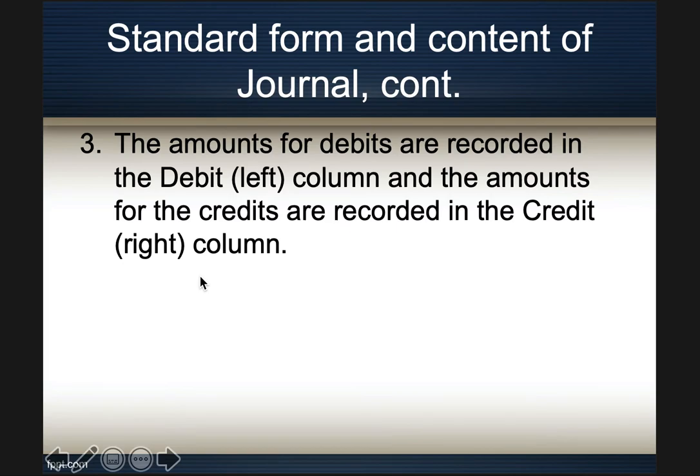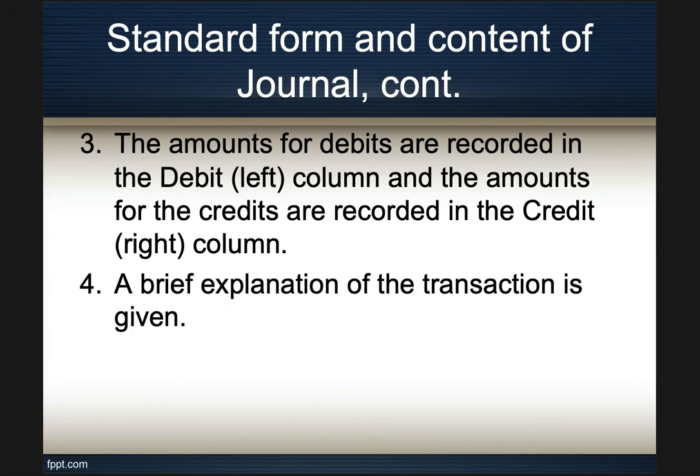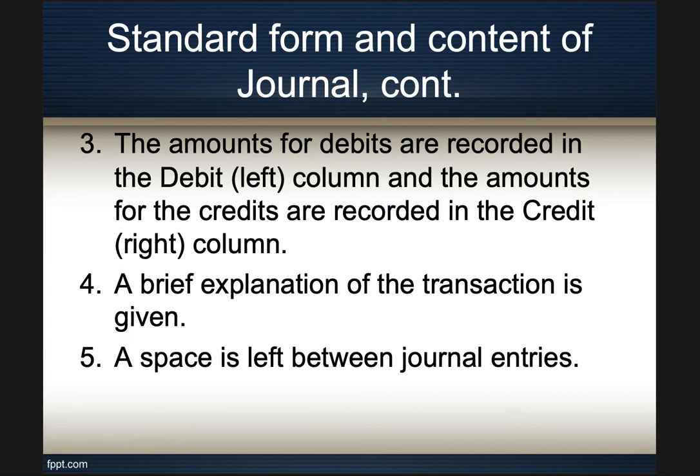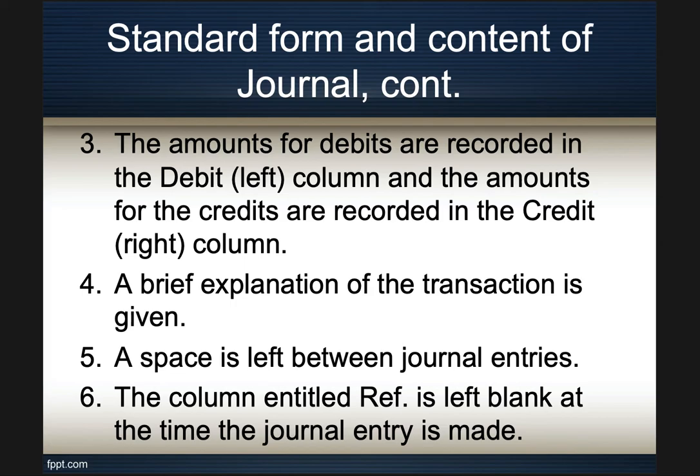Another is that the amounts for debits are recorded in the debit column or the left side, and the amounts for credits are recorded in the credit column or the right side. And a brief explanation of the transaction is given. And as what you have seen, a space is left between journal entries. And you might be asking, what are we going to do with the reference column? So the reference column is left blank at the time the journal entry is made. Why? Because we're going to make use of that column once our journal entry is already transferred to the appropriate ledger accounts.